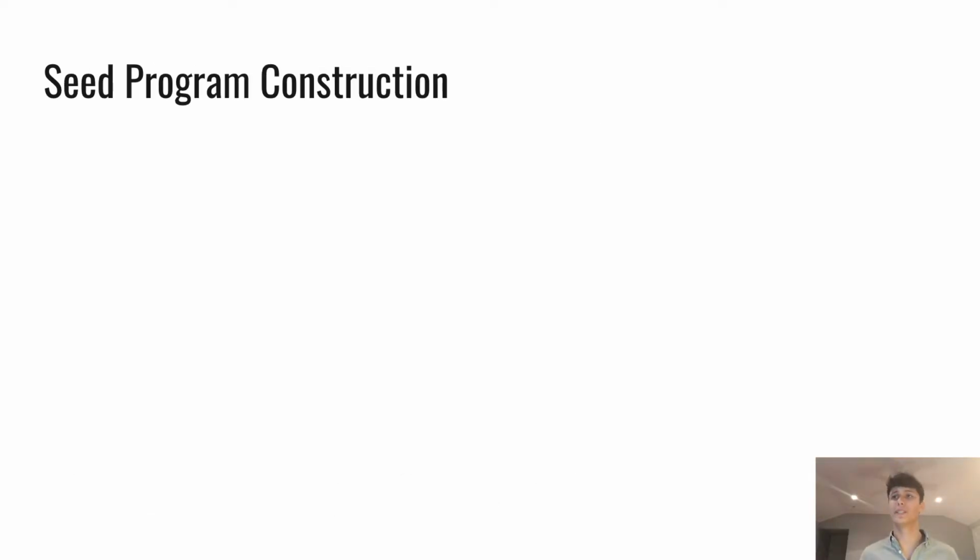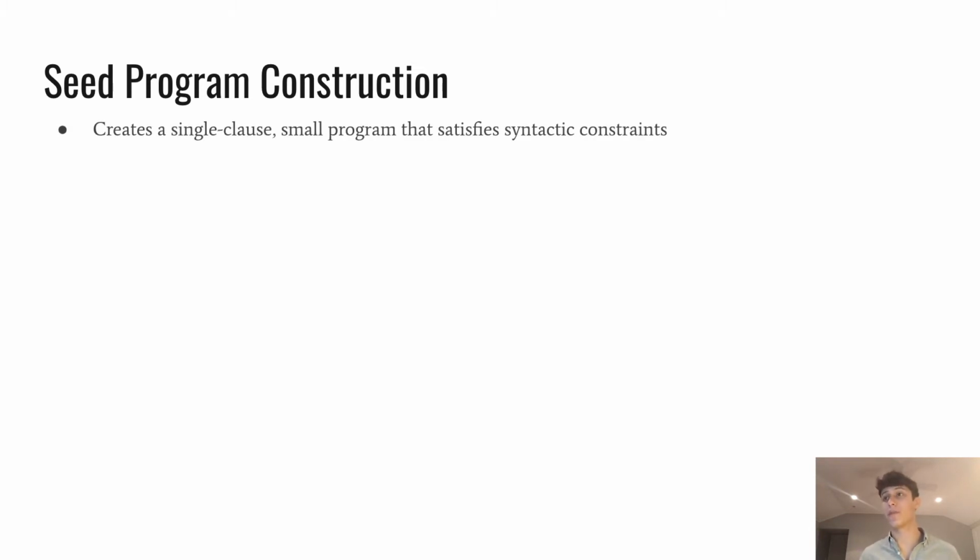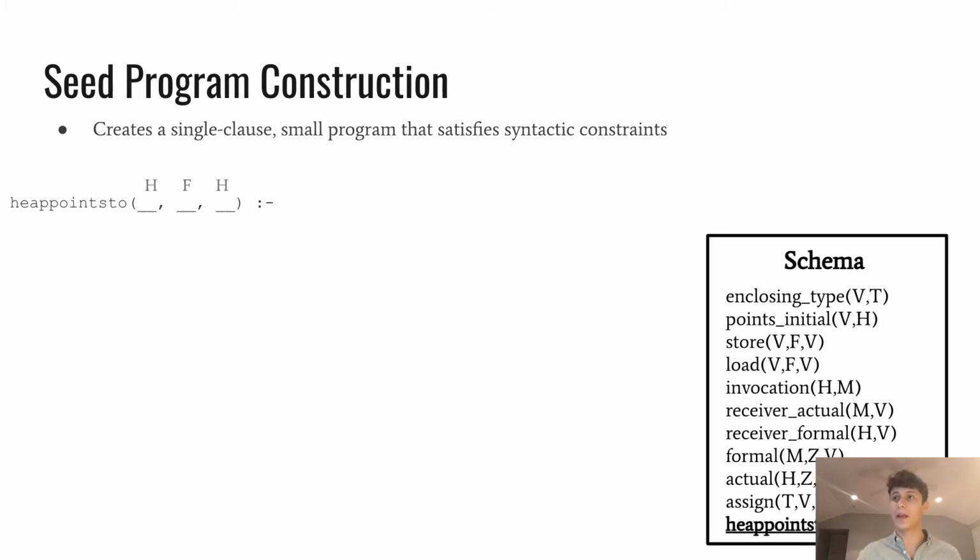So how do we create a seed program? Well, we want it to be small enough that it serves as a good starting point for the accretion phase, but we also want it to satisfy syntactic constraints. Seed programs are single clause by definition. So given an output relation and a schema, how can we satisfy the syntactic constraints using as few body literals as possible? We first must ground the two H arguments and one F argument in the head.